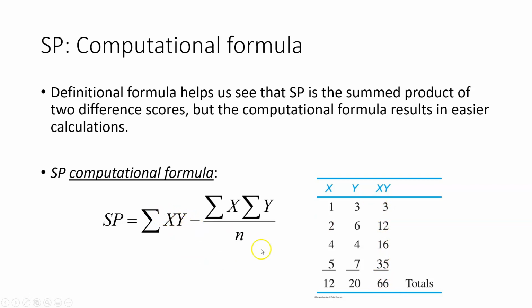And you subtract from that the sum of the x's times the sum of the y's, you would end up with something that looks like this. You would divide it by the n size of this sample, which is 4. 4 people were in this sample. And you would calculate this through to 6, which is the same sum of products that we found using the definitional formula.